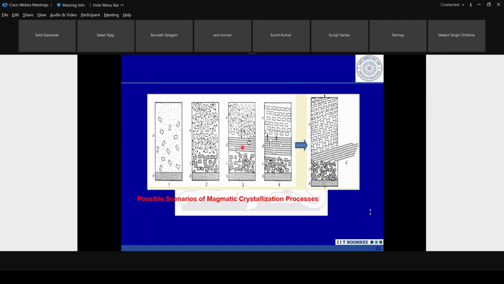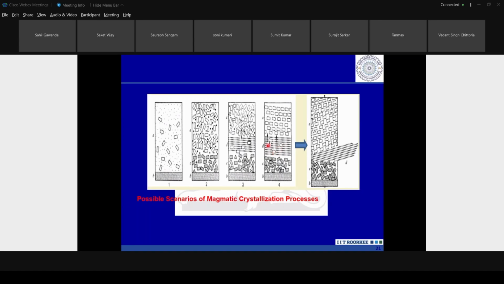See, the late formed ones will all be pushed up. This is early formed one, this is late formed one, and in between, whatever liquid is remaining in the interstitial spaces with a very high iron titanium, they will all come and form here. So this is called residual liquid segregation.